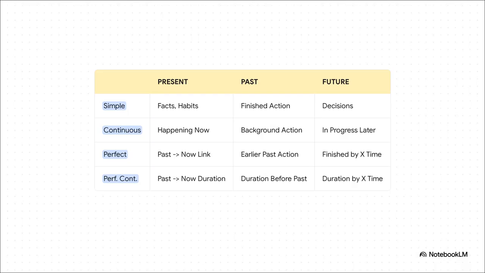And this is it. This grid is the entire system in one place. Let's just trace it for a second. See the past column and the simple row? Where they meet, you get finished action. And boom, that's the simple past tense. Now how about present and continuous? Where they cross, we get happening now. Every single tense is just a combination of one of these columns and one of these rows. This grid right here, this is your map for everything.